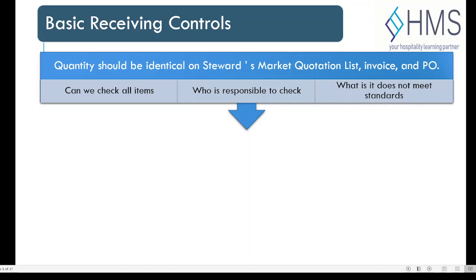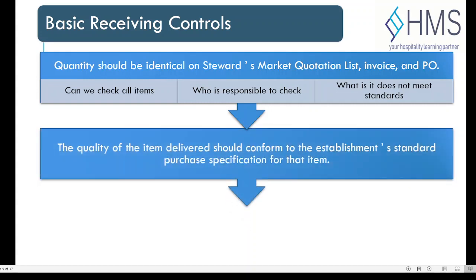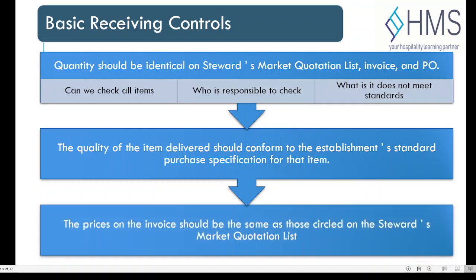So that decision usually lies with the department head and the purchasing manager, to make sure that we have proper control on this and we are able to claim the right credits if we need it, right? So that's the basic one step. And then the quality of the item needs to conform to the established standards or purchase specifications for that particular item, and that's the responsibility of the department head to check.